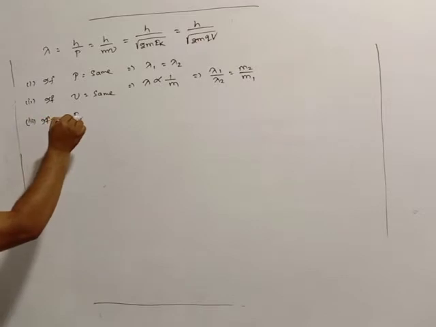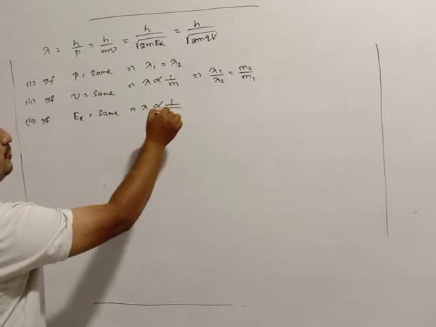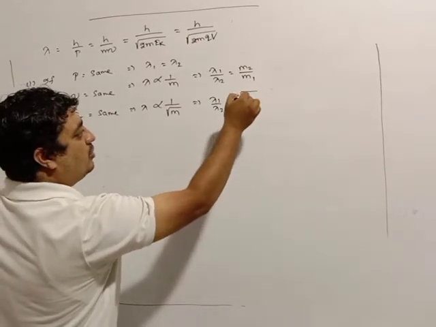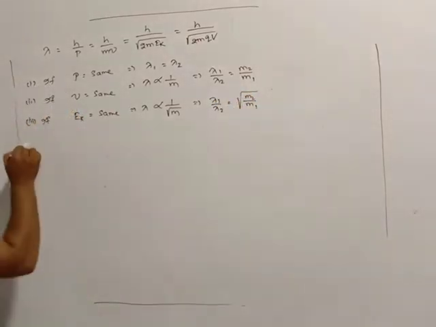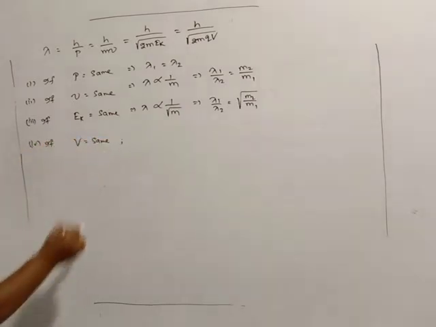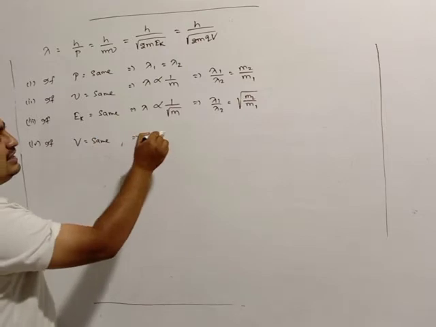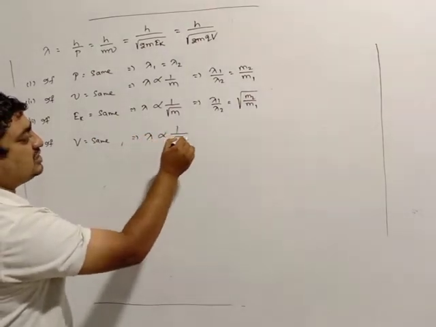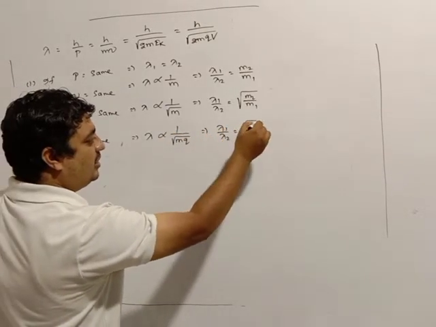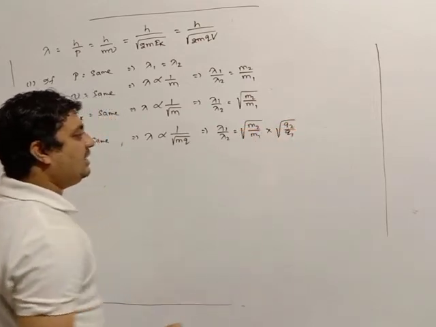Third, if two particles have same kinetic energy, then lambda inversely proportional to square root of m. So lambda 1 by lambda 2 equal to root over of m2 by m1. And fourth case, if V equal to same, two charges are accelerated through same potential difference, then lambda inversely proportional to square root of m q. So we can write lambda 1 by lambda 2 equal to root over of m2 by m1 into root over of q2 by q1.